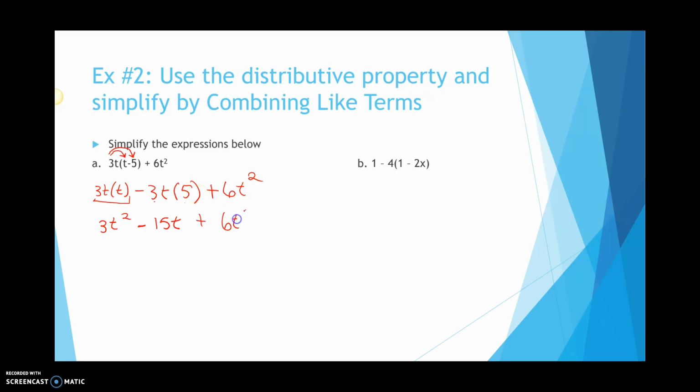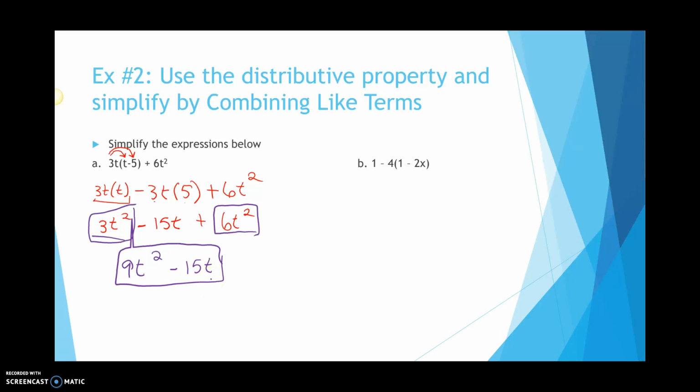plus my 6t squared. Now we're going to find like terms. Well, what are like terms? Like terms have the same variable and the same exponent. For instance, our 3t squared and our 6t squared are like terms because they both have a t squared. So we add 3 and 6 to get 9t squared. And this minus 15t, yes, it has t, but it does not have an exponent of 2. So we leave that alone and just write it down the way it is. This would be my final answer, 9t squared minus 15t.